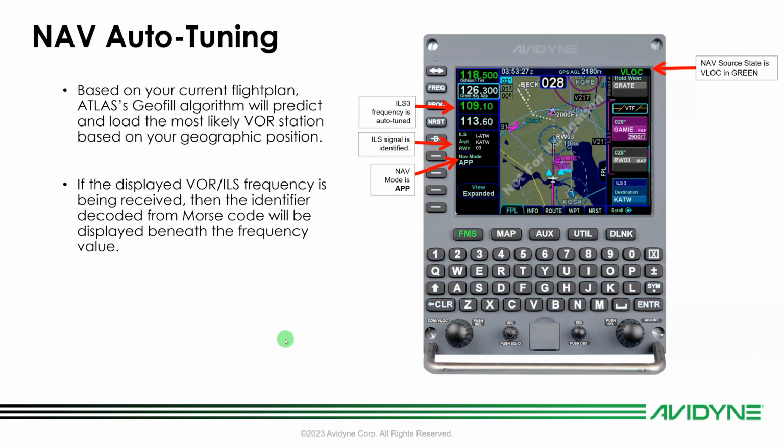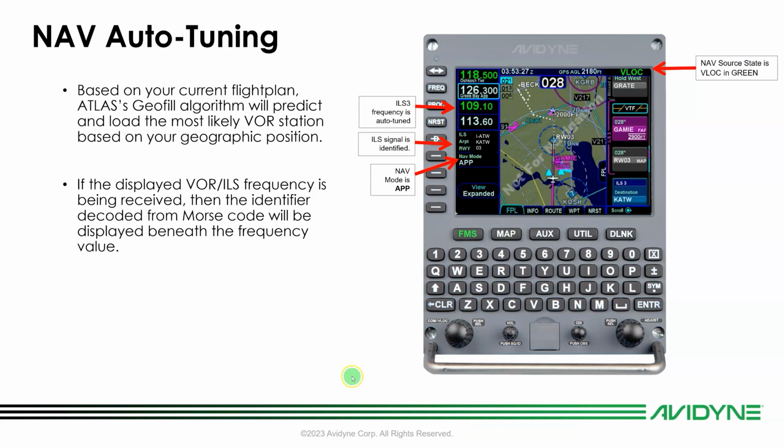For nav tuning, what's nice about the Atlas is it will auto-tune your nav and ILS frequencies for you if you have the flight plan loaded in FMS. Based on your current flight plan, Atlas's geofill is going to accurately predict and load the most likely VOR frequencies along your route. If you're looking at a nearby VOR and you want to tune it, you're going to look up and notice that it's probably already tuned and in the active window. When you load an approach, whether it's a localizer or an ILS or even a GPS approach, it's going to tune the nearby nav aids, and it'll self-identify and give you an actual readout if it's tuned and decoded the Morse code for that nav frequency.